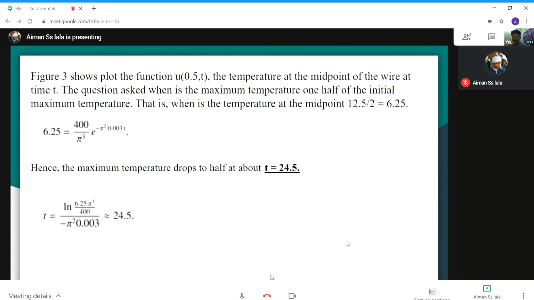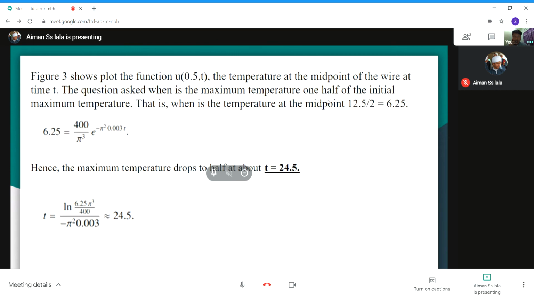Since this question asks for a drop to half, 12.5 we divide by 2, then we substitute this value in the equation. So we will get the answer that the maximum temperature will drop to half at t equal to 24.5. So now let's go to the conclusion.